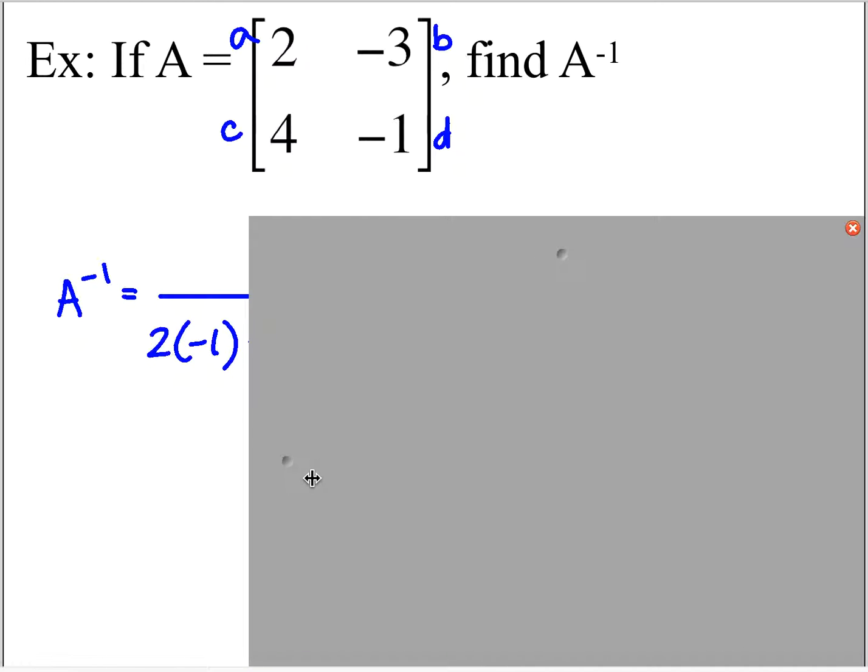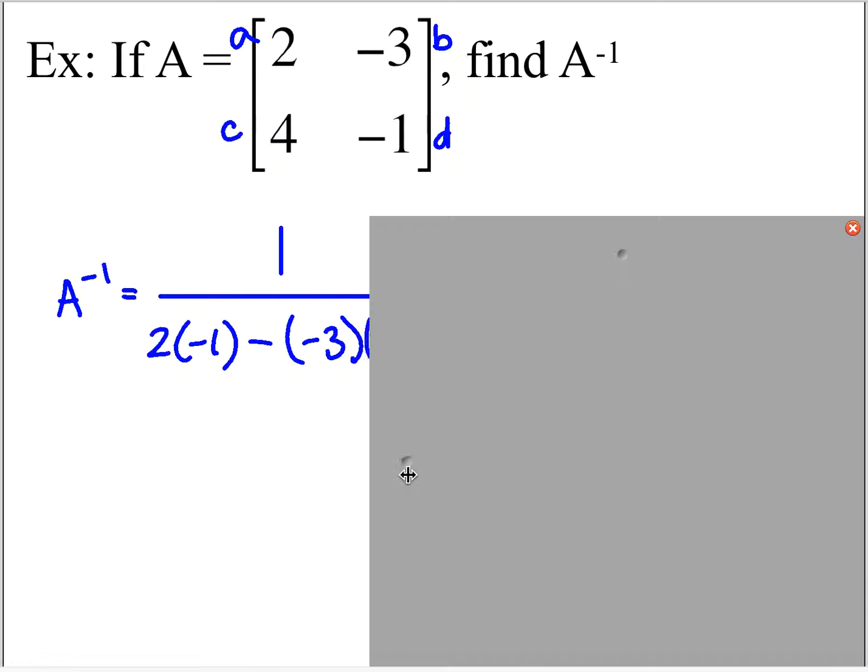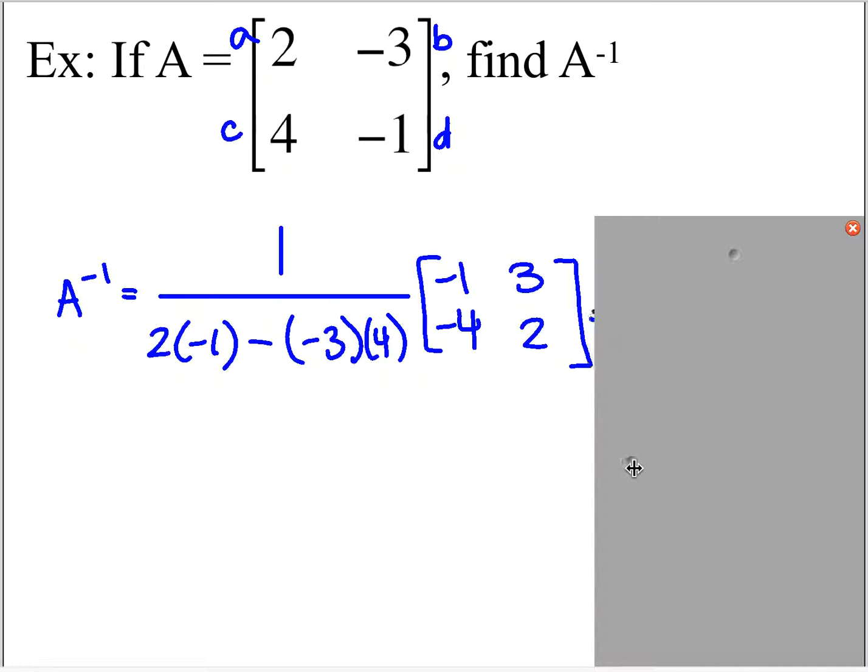Okay, so the first part is the 1 divided by the determinant. We won't do anything with the matrix yet. So we have 1 divided by, and then A times D is 2 times the -1, minus B, which is -3 times 4. And then the matrix that I would multiply that with is switching your A and D, so -1 and 2 are switched, and then taking the opposite signs of B and C, so a +3 and a -4.